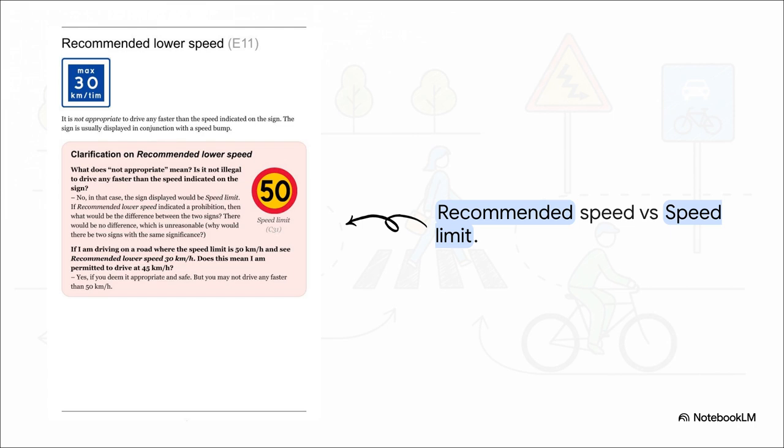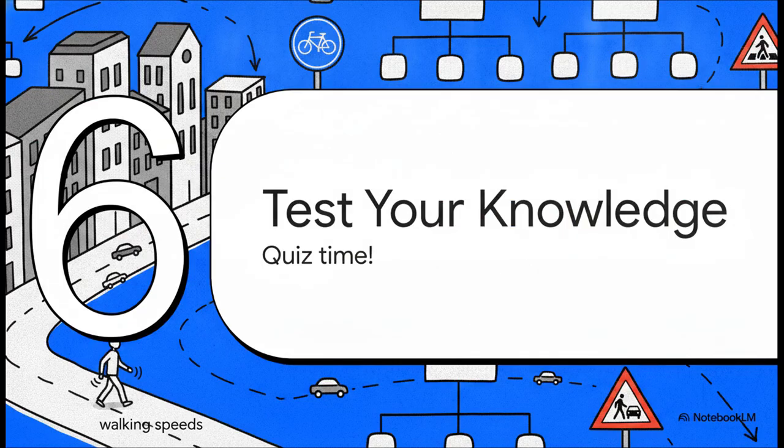You wouldn't. So if the actual road limit is 50 and you see that blue 30 sign, you are legally permitted to drive at 45 or 50, provided you deem it completely safe to do so. The blue sign is a really strong suggestion based on the road layout, but that red and yellow circle, that is the absolute law. All right, Section 6, test your knowledge.